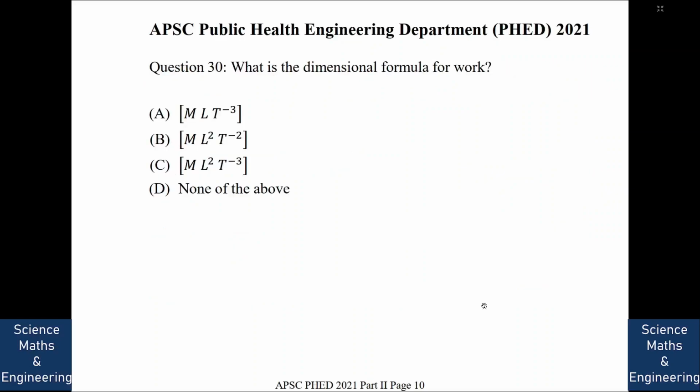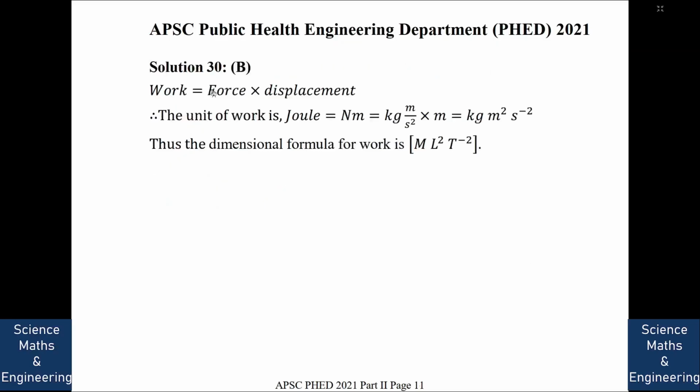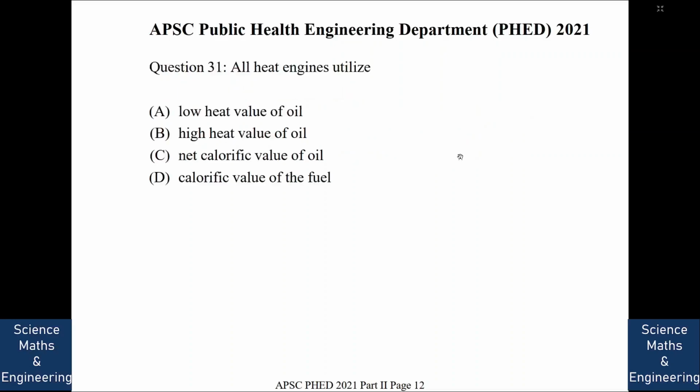What is the dimensional formula for work? For the dimensional formula, we first have to break down what work is, and then we can get the dimensional formula. So the answer is work is force into displacement. The unit of work is joule. So joule is Newton meter. Now Newton meter is what? Newton is kg meter per second square, into meter. So it is kg meter square per second square. So the dimensional formula would be: M stands for kg, L stands for meter, so M L square, and T stands for second, so T to the power minus 2. So M L square T to the power minus 2 is the dimensional formula. So we'll go to the next question.